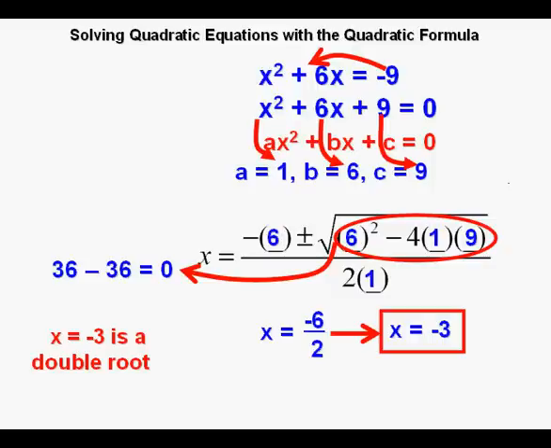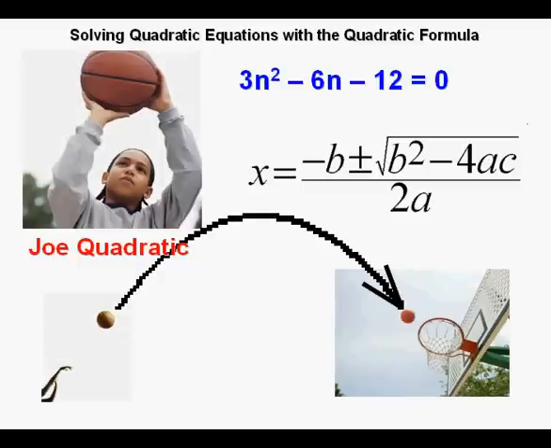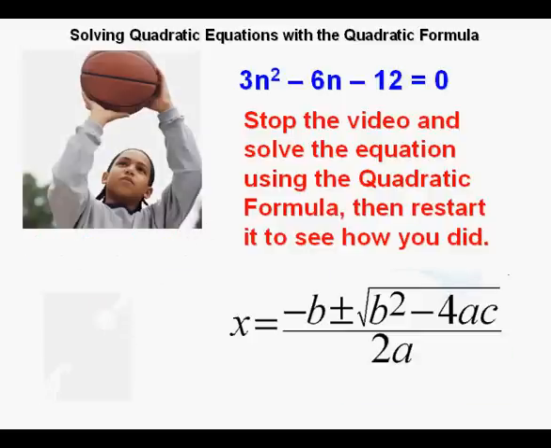Let's look at this quadratic equation: 3n squared minus 6n minus 12 equals 0. Stop the video and solve the equation using the quadratic formula. Restart the video after you have found your answer to see how you did.